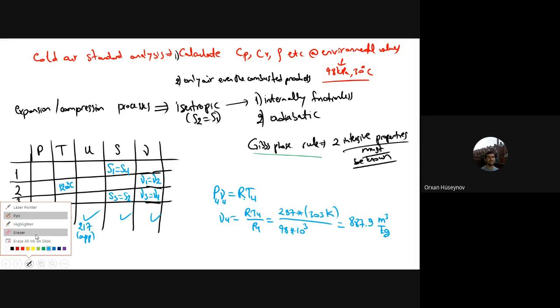Okay, let me write it here, 0.887. So I know the v value for state 4, and I can find the v value for state 3 because they are the same. Okay, good. Now one more, but it doesn't help to solve the problem.